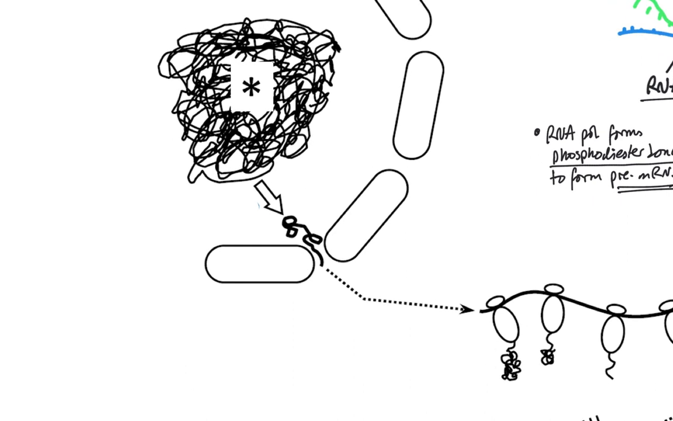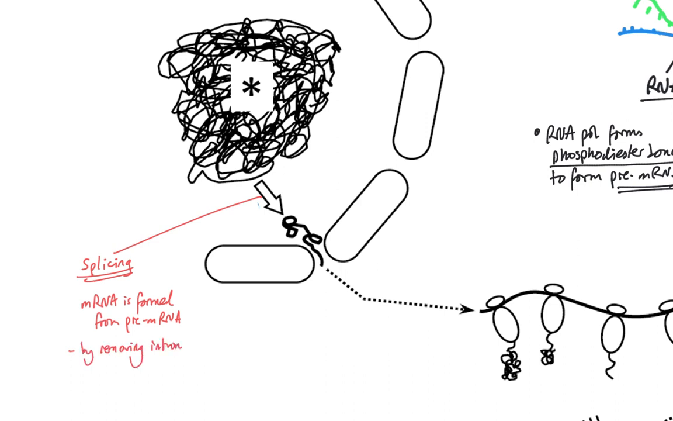Then something happens here. This arrow here, this is where splicing occurs. Again, it's not part of transcription or translation. It's the bridge between the two. And this is where mRNA is formed from pre-mRNA by removing introns, and exons are joined. So yeah, splicing occurs. I don't need to know the detail.